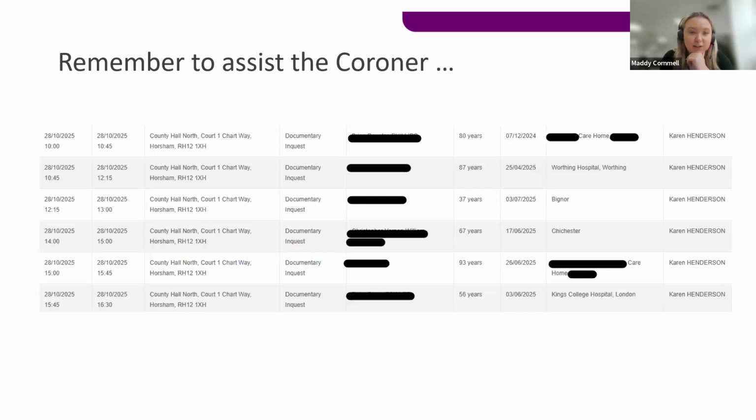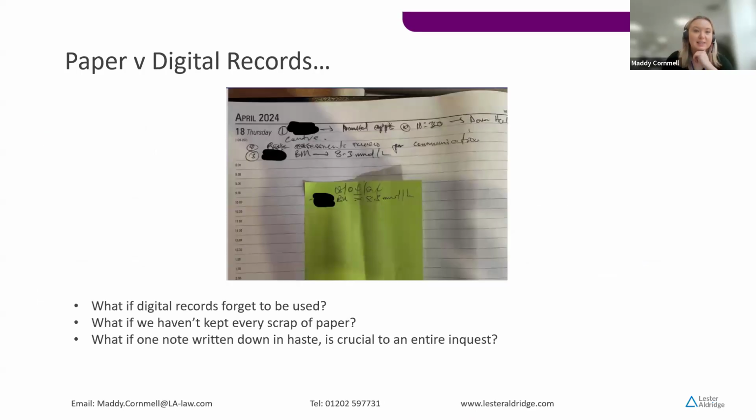Again, assisting coroners, I'm thinking about paper records versus digital records. This is an example where this individual passed away, and it was very important to know if they'd had their insulin and what their blood sugars were. That was very important in this inquest. And we had digital records, and the record said, yeah, this person was given their insulin, no problem. And we went, okay, fine, but we need to know what their blood sugars were beforehand. We don't have that bit of data.